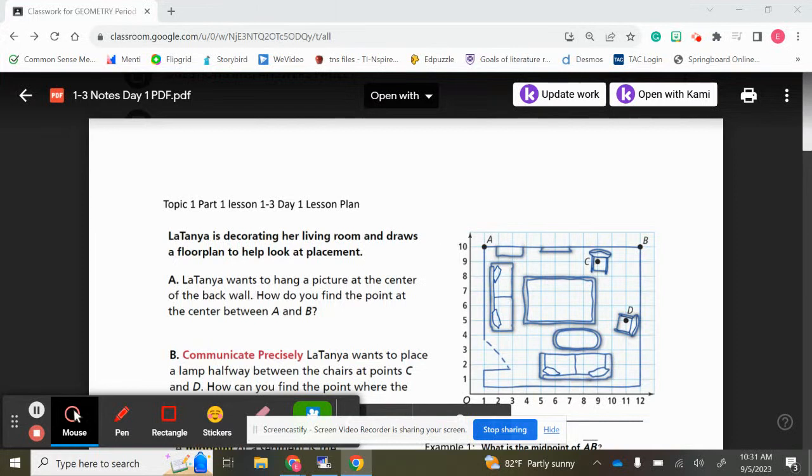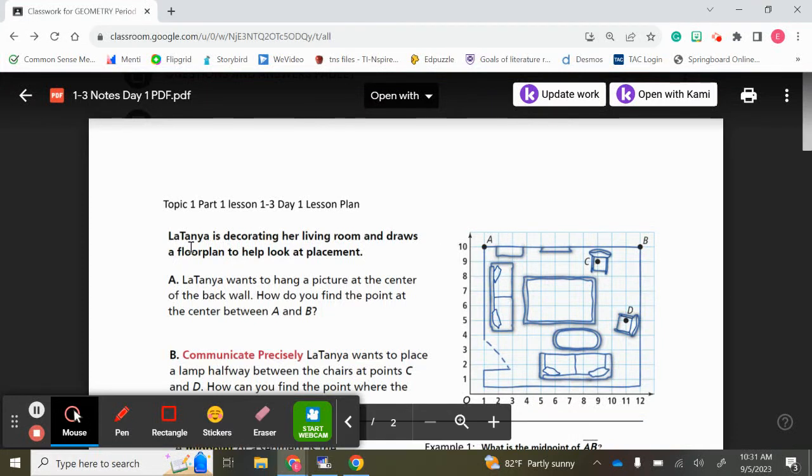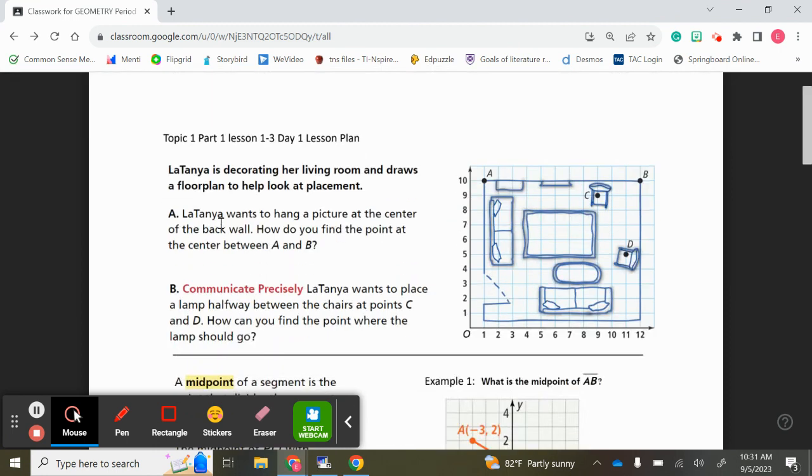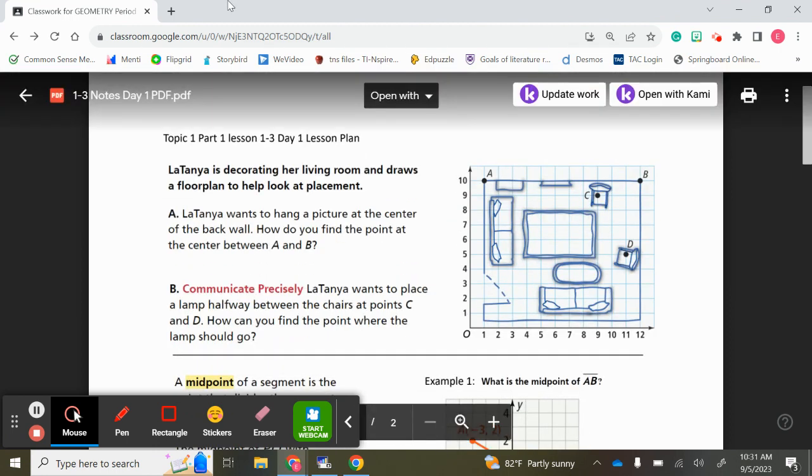All right, so again, let's take a look. It says LaTanya is decorating her living room and draws a floor plan to help look at the placement. For letter A, LaTanya wants to hang a picture at the center of the back wall. How do you find the point at the center, A, B?